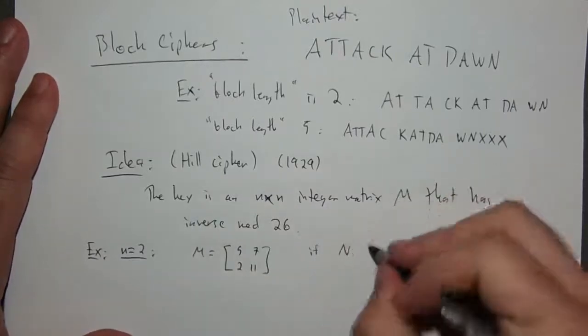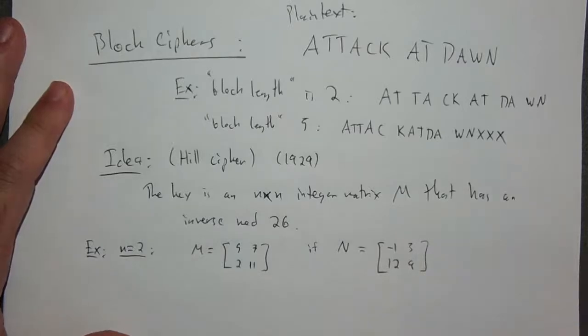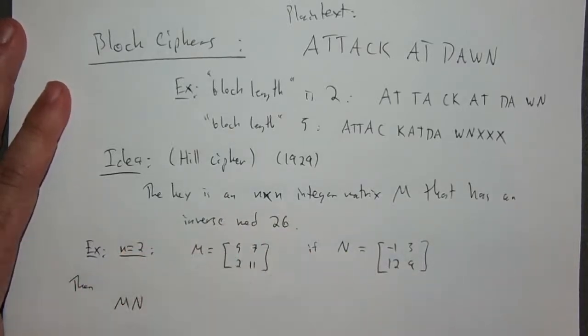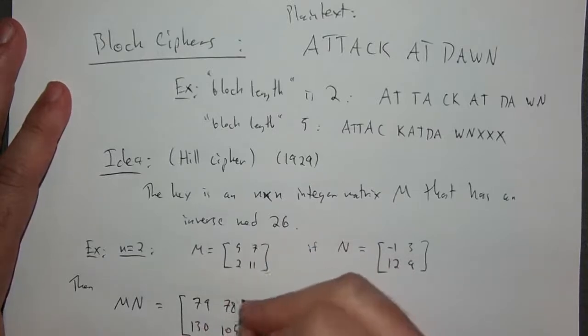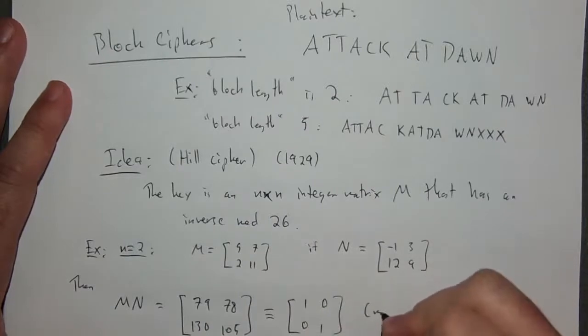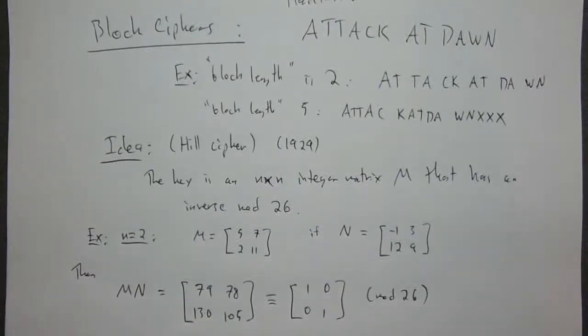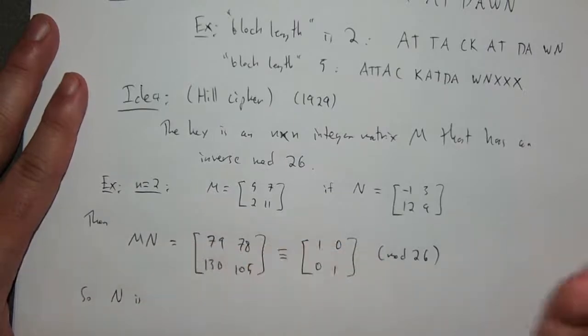If N is minus 1, 3, 12, 9, then MN, if I multiply those out, reading row-wise, is 79, 78, 130, 105. And if I reduce that mod 26, this is actually 1, 0, 0, 1 mod 26. We haven't talked about matrices mod 26, but it works exactly like you think it does. And so N is the inverse of M mod 26, and so M would be a valid key for this.